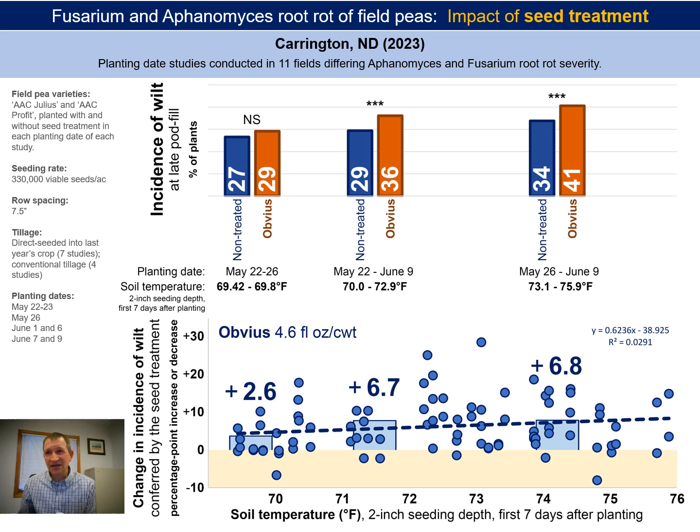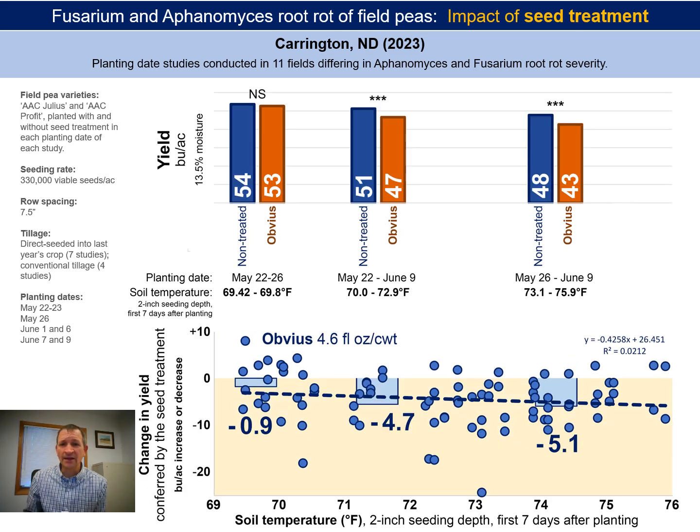So what this suggests is that there is some sort of something else going on, potentially activity against a natural antagonist of Aphanomyces. I don't know. But basically, the fungicide seed treatment was making the incidence of wilt worse in the really warm soils. And that translated into yield.